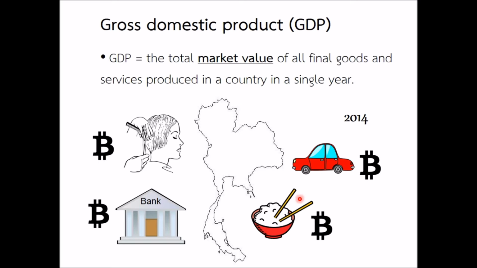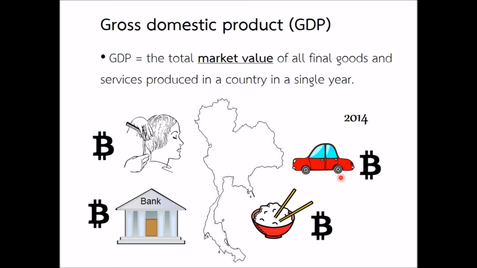Of course, we could say that Thailand in the year 2014 produced 70,000 cars. It furthermore produced 2.1 million bowls of rice. It produced 7.6 million haircuts, and so on. But as you see, this is very, very messy, very difficult, and very time consuming. So we need a single unit of measurement, and this single unit of measurement is money.